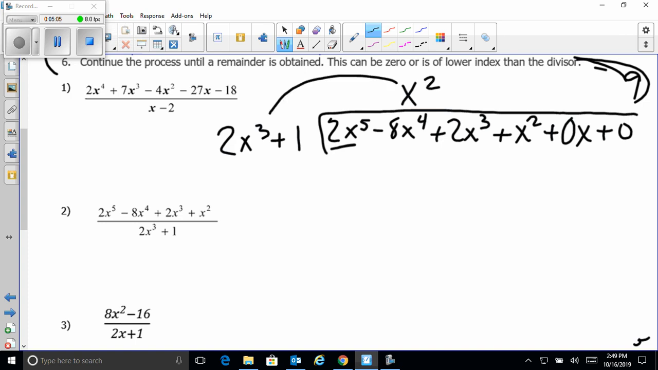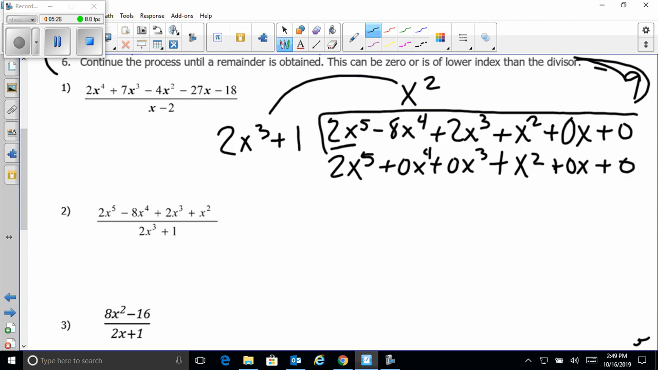Multiply that, you get 2x to the fifth plus x squared all the way down there. Now, I can put placeholders in if I want for the rest of these, if it makes you feel better. You can do that. Some people like to, it doesn't matter either way.